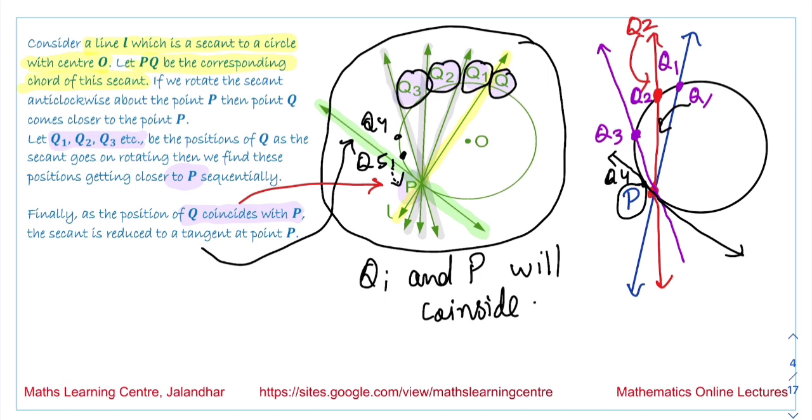We are saying these points are moving towards p. When p and q coincide, then the secant will become the tangent.